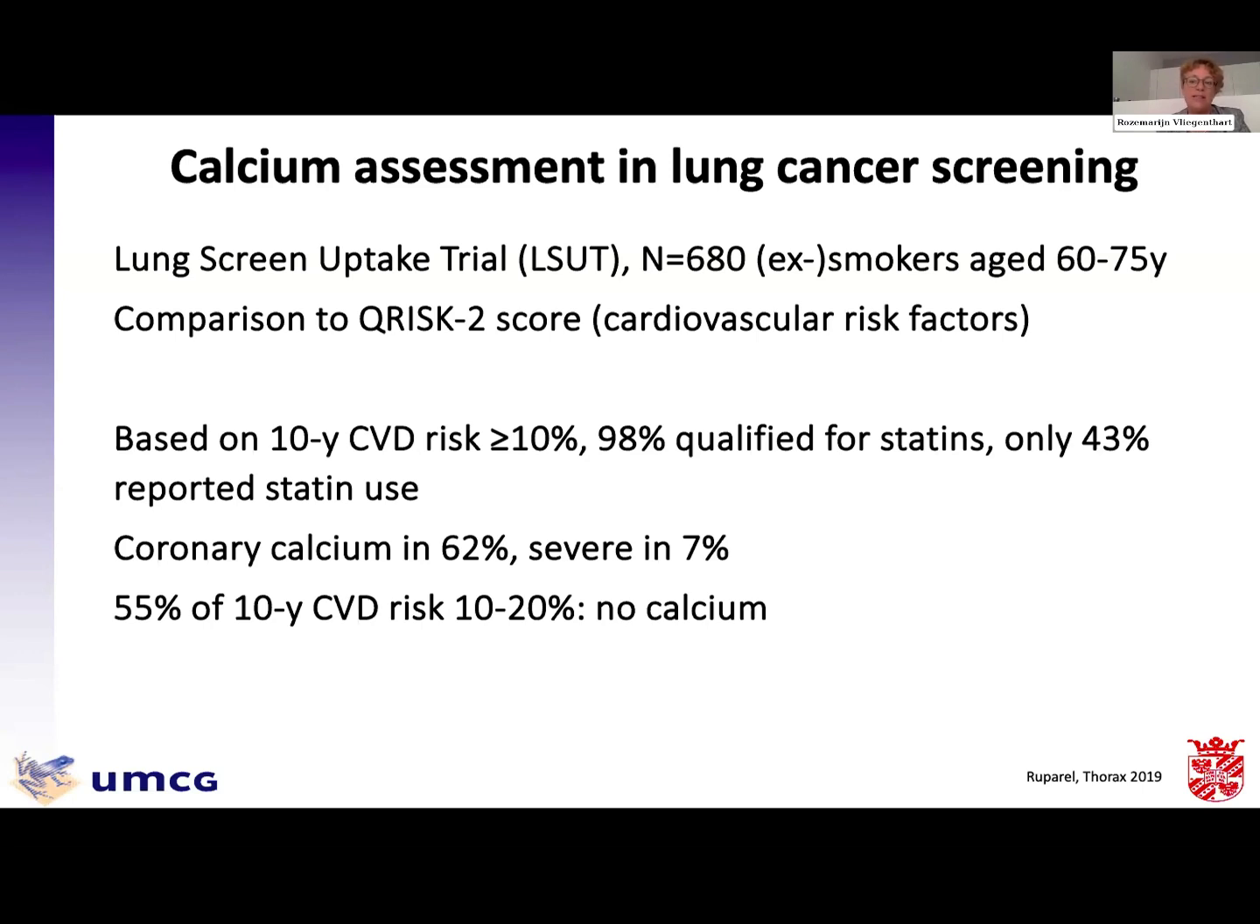So statins were underused, and also a lot of individuals probably didn't know that they were at elevated risk. They found coronary calcium in 62% of these individuals, severe in 7%, where severe was more than 400. And interestingly, on the other hand, in those with an intermediate risk, in 55% they found no calcium. So it seems even the amount of calcium in a lung cancer screening setting can stratify into low and high risk.